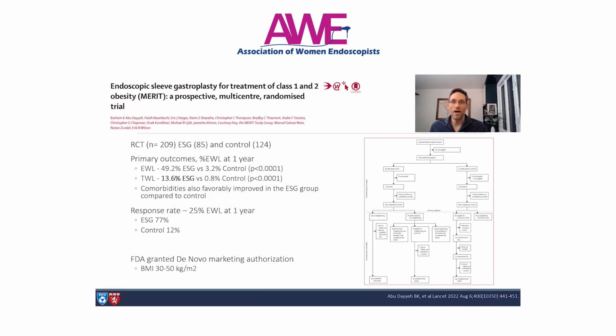The procedure then evolved and developed, for better or for worse, and finally we had the MERIT study. By then the pattern had changed substantially into a combination of U stitches and reinforcing running sutures. This was a randomized trial. There was no sham arm, no blinded arm, and it compared ESG to control. We found a 13.6% total weight loss in responders. So overall, it was about 11% total weight loss.